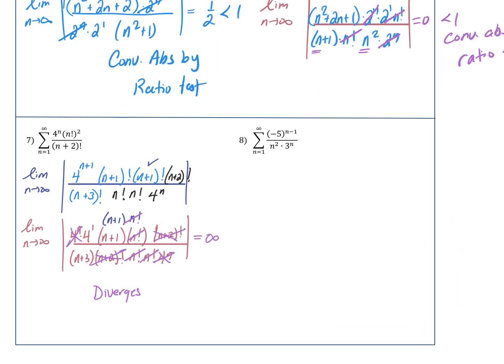All right, and our last one. We've got the limit as n goes to infinity. It's absolute value, so I'm going to say 5 to the nth power, because I'm plugging in n plus 1 for n, and then it's minus 1. And then on the bottom, we get n plus 1 squared, 3 to the n plus 1. I'm going to flip it. So this would become n squared, 3 to the nth, and this would become 5 to the n minus 1.